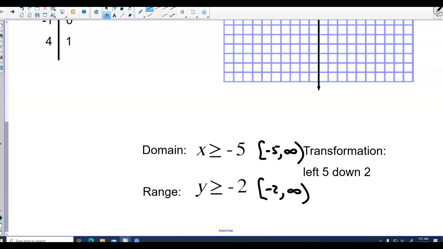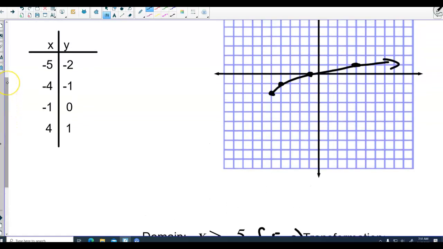And then my transformation is represented by 4 things. 1, a shift left or right. 2, a shift up or down. 3, is there a reflection over one of the axes? And 4, is there a shrink or a stretch?